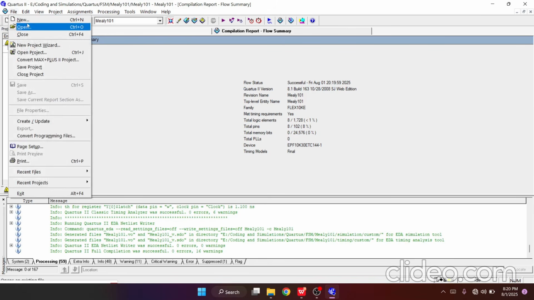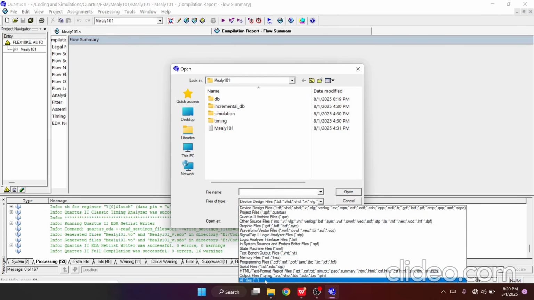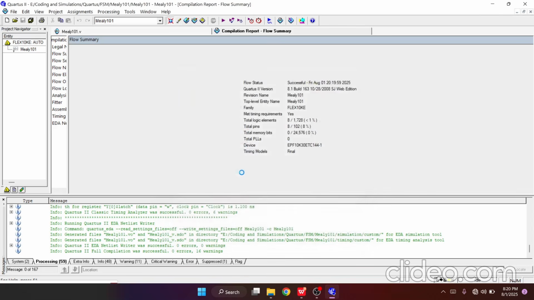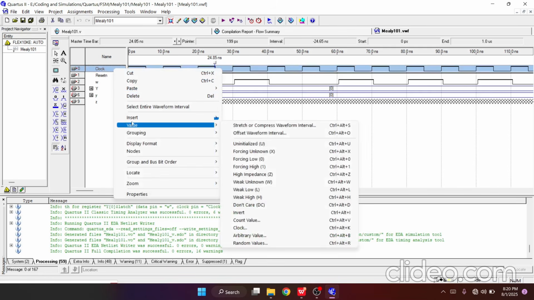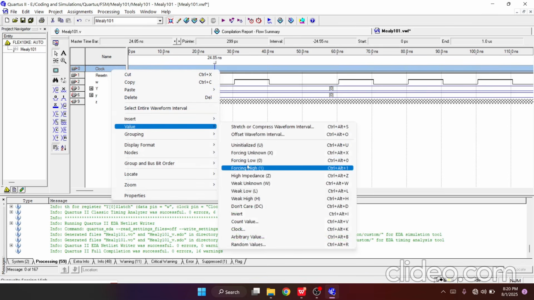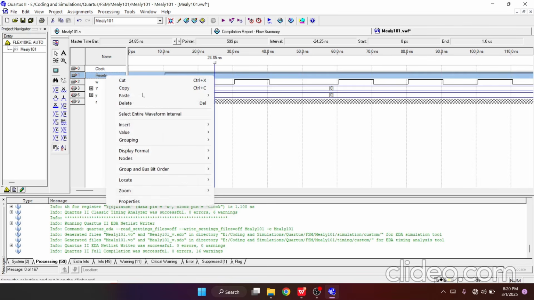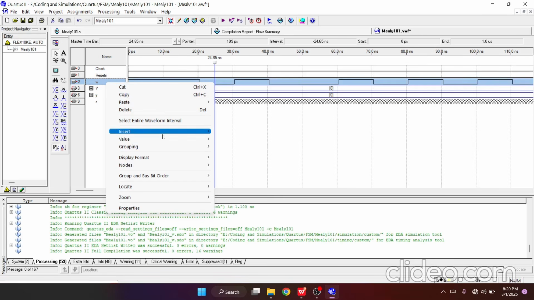For saving time, I have already done the vector waveform file beforehand. So this is the vector waveform file. Let me just, initially, forcing to low. Initially what you will see is something like this.